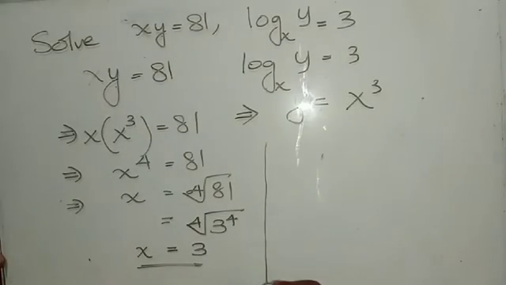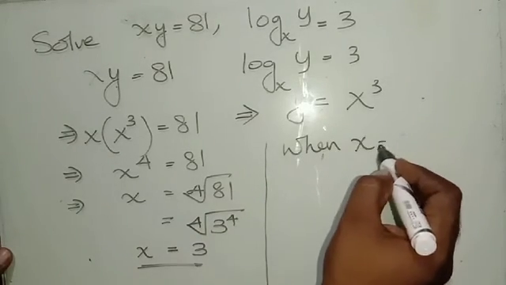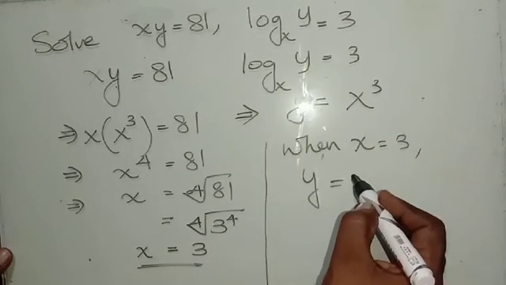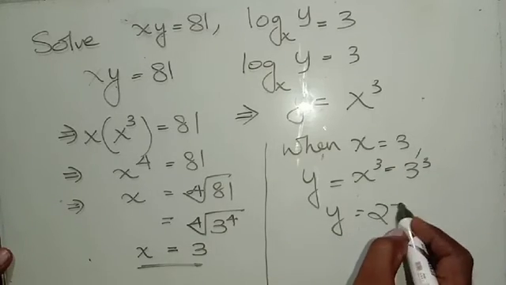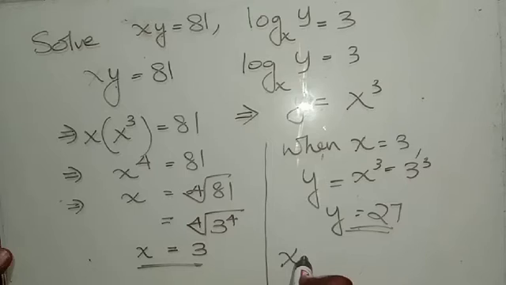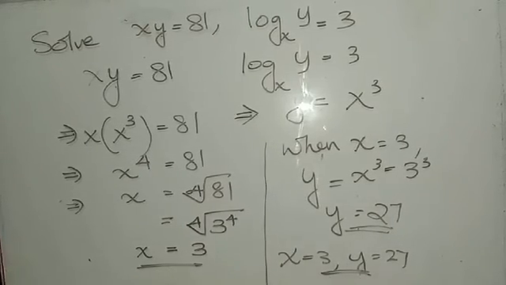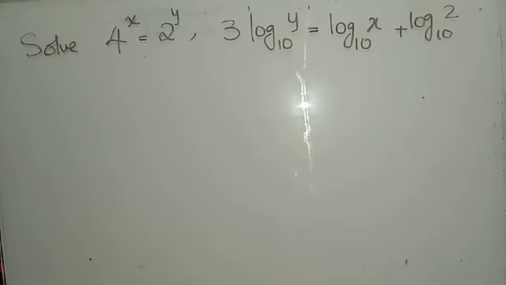Now we need to find the value of y. So when x is equal to 3, y is equal to, we got already y is equal to x cubed, which is 3 cubed. We get y is equal to 27. That means x is equal to 3 and y is equal to 27. That gives us the solution. Solve 4 raised to x is equal to 2 raised to y, and 3 log y base 10 is equal to log x base 10 plus log 2 base 10.